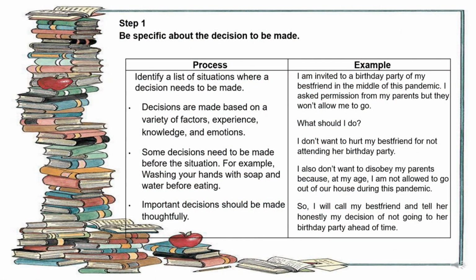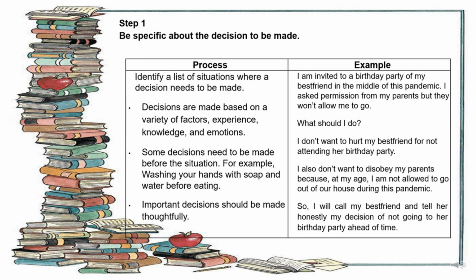Step 1. Be specific about the decision to be made. Process. Identify a list of situations where a decision needs to be made. Decisions are made based on a variety of factors: experience, knowledge, and emotions. Some decisions need to be made before the situation. For example, washing your hands with soap and water before eating.